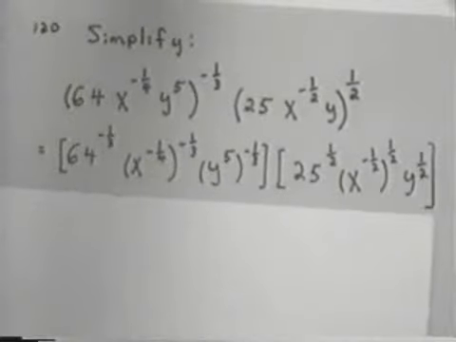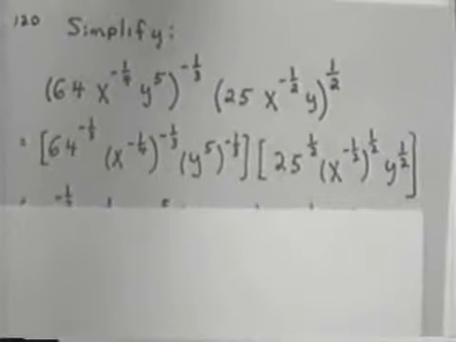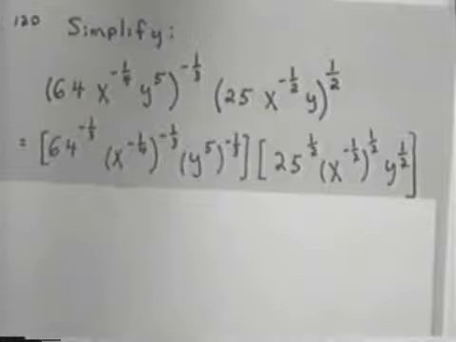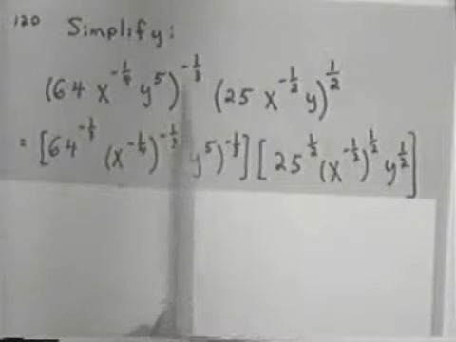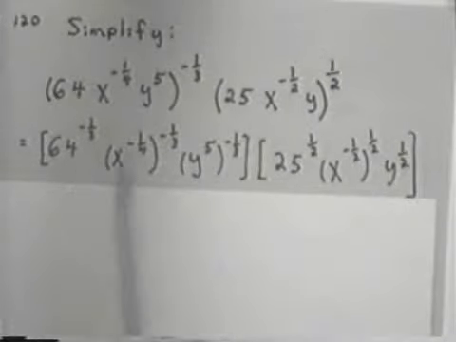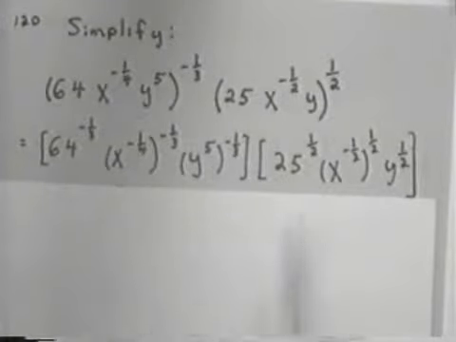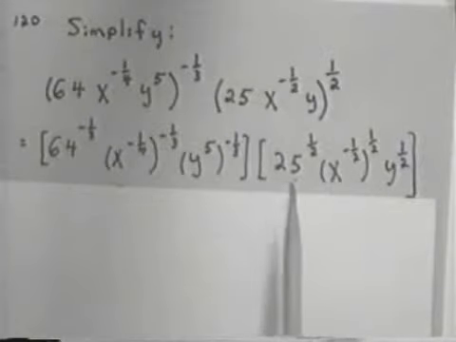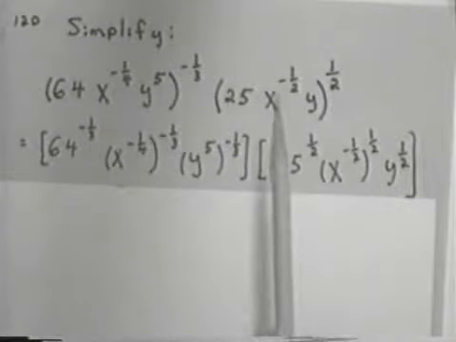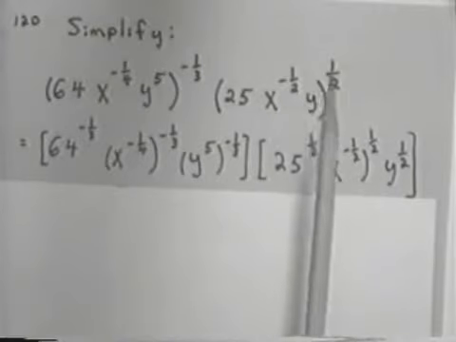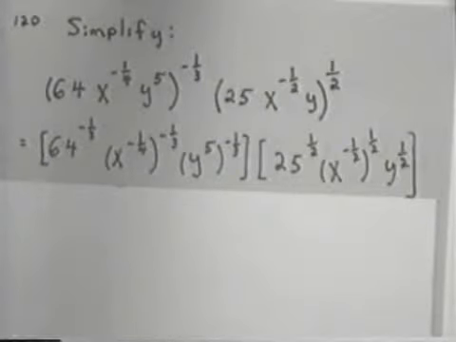So this is what I've written down. And I hope you can see it all on the screen because it really extends it. But the negative 1/3 goes with the 64. The negative 1/3 goes with x to the negative 1/4. And the negative 1/3 goes with y to the 5th. The 1/2 goes with 25. The 1/2 goes with x to the negative 1/2. And the 1/2 goes with y.